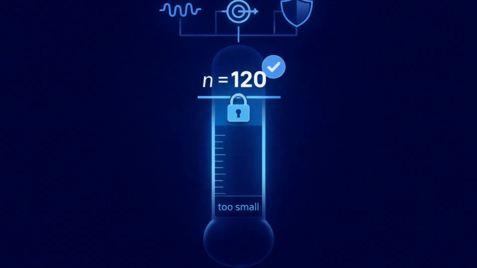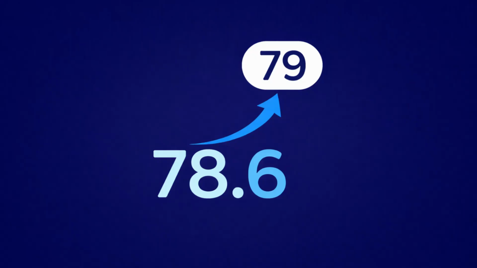The output of a sample size calculation is usually a single number. This number represents the minimum sample size needed. In practice, researchers often round this number up and collect slightly more data to allow for missing or unusable observations.